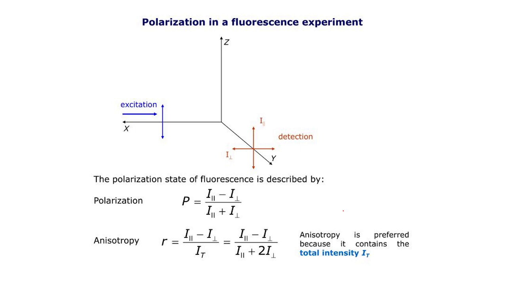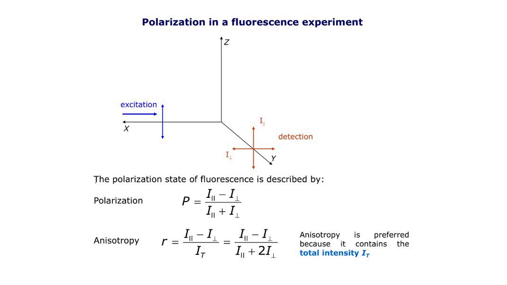Now, speaking of a different technique, which is polarization in a fluorescence experiment. You have the components, one which is going to measure your excitation and the other for the detection. The polarization state of your fluorescence can be described by the polarization P, which equals the parallel intensity minus the perpendicular intensity divided by the parallel intensity plus the perpendicular intensity. And when you speak of anisotropy, R equals the parallel intensity minus the perpendicular intensity divided by the total intensity.